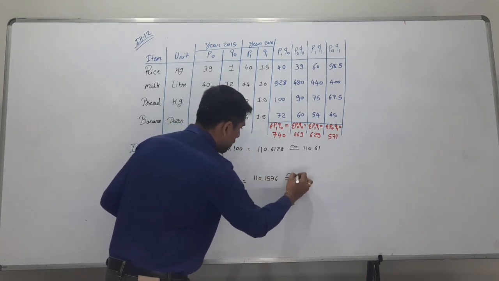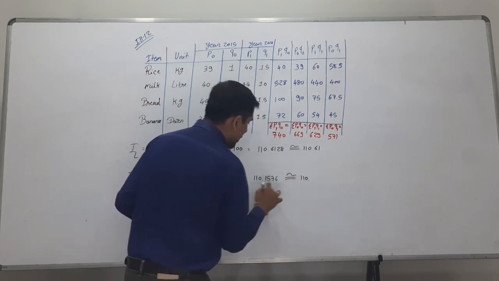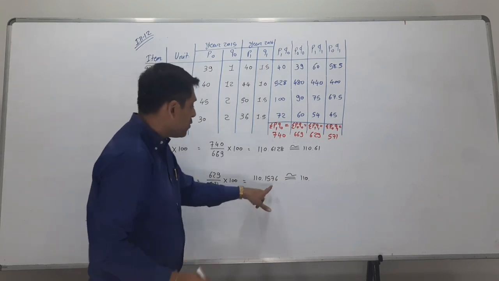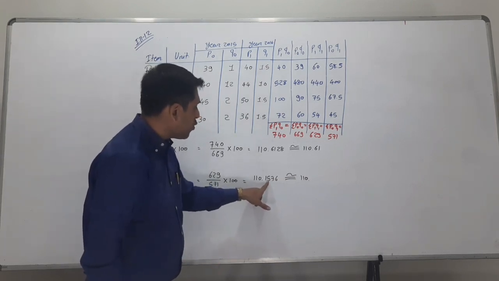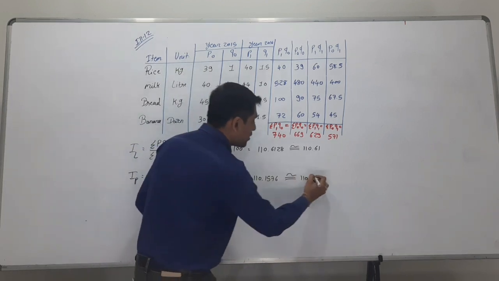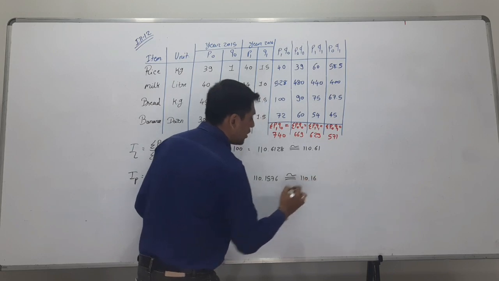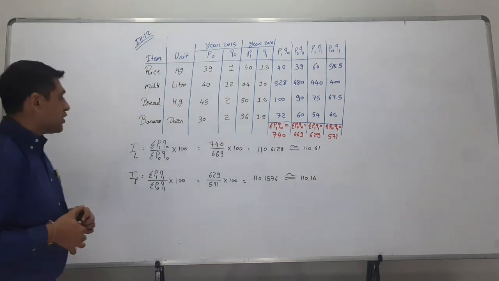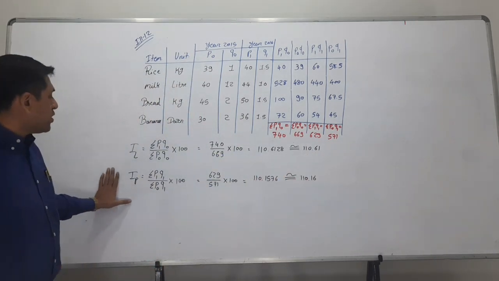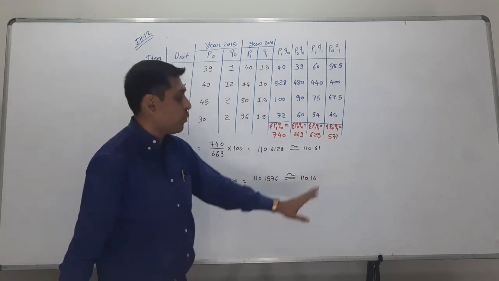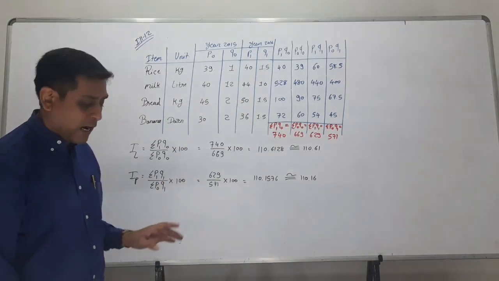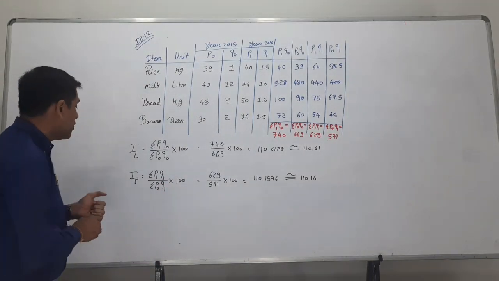So your approximate answer is 110 point. See here 15, but the third digit after the point is more than 5. That's why we have to add 1 here. That is 15 plus 1, that is 16. So the answer is 110.16. The last year's index number is 110.61, then the past year's index number is 110.16. And here the third question is also there, that you have to find out the past year's Fisher's index number.